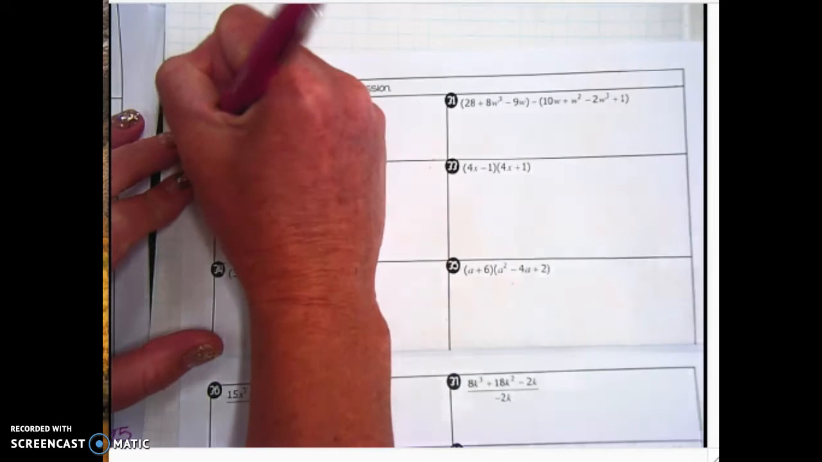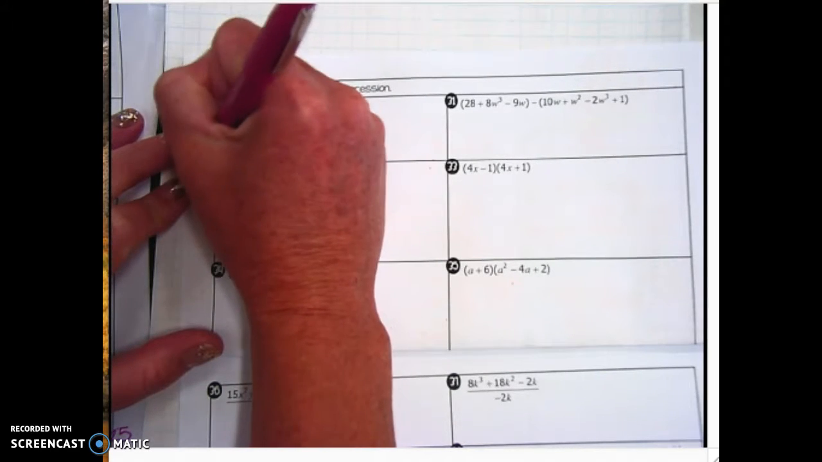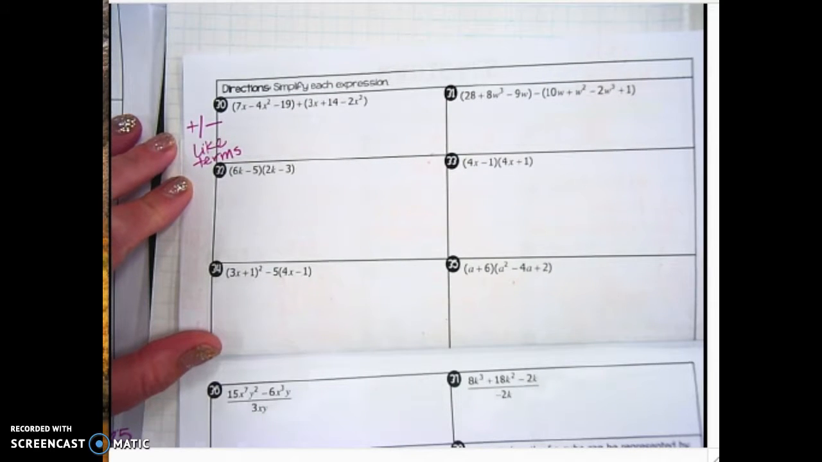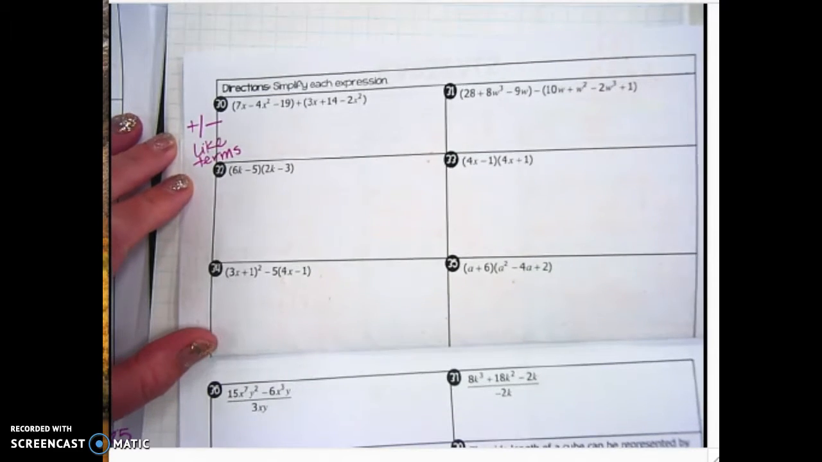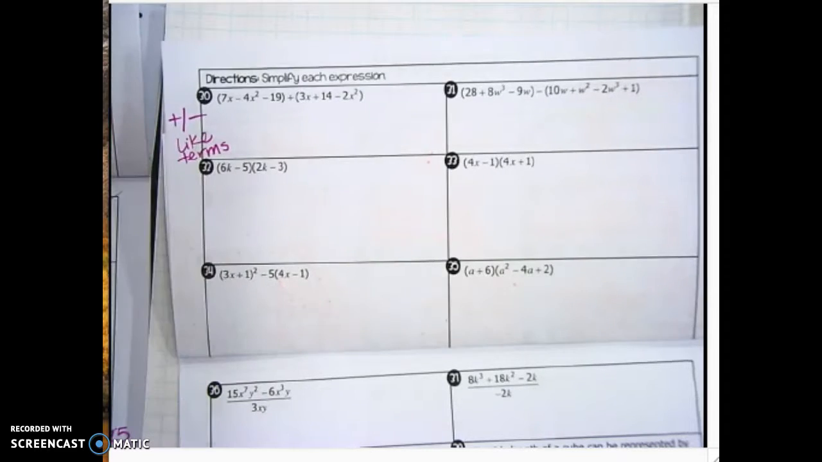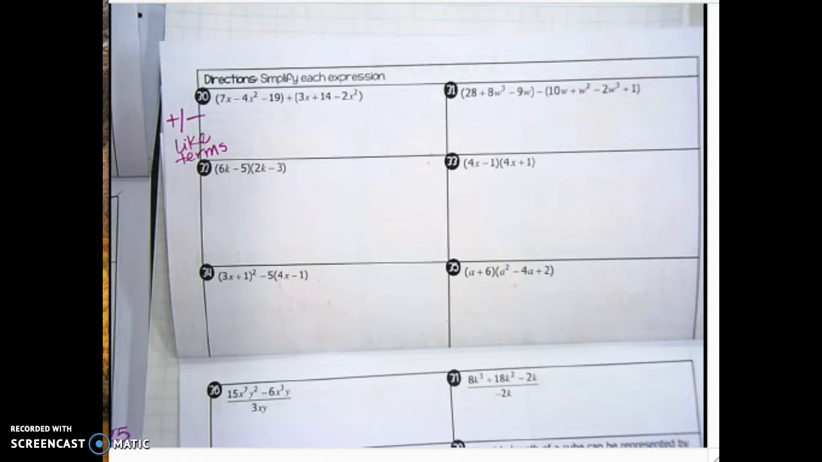That's when you're looking for what we call like terms. Like terms means they're going to have the same variable parts. So the same variable parts is when you have x squared and x squared, or you have y to the fifth and y to the fifth. But if you have x to the seventh and x to the fourth, those are not like terms and you can't put them together. Okay, so it has to have the same variable parts.